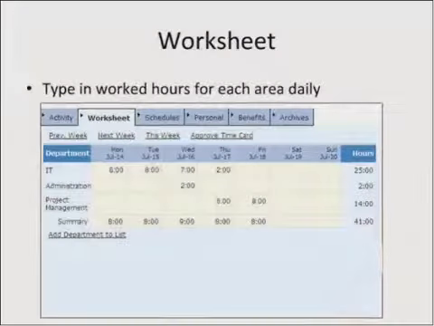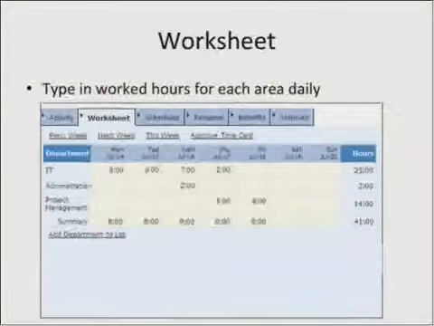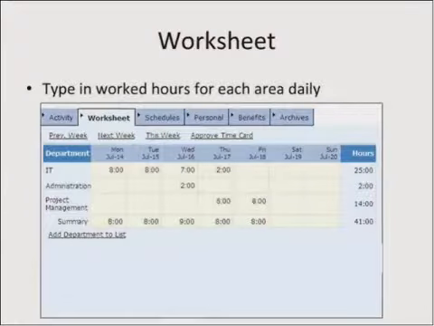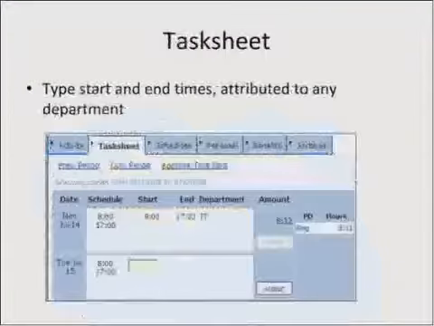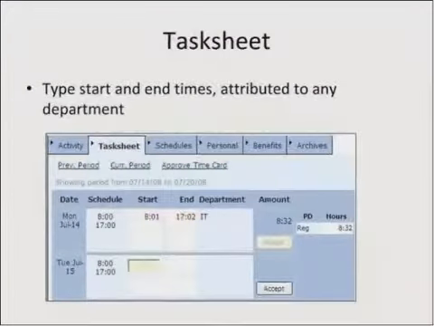Let's take a look at the different types of time cards employees can be assigned. The worksheet allows employees to simply type the number of hours worked in each area without need for start and end times or schedules. This is great for salaried employees or employees who need to track several projects or departments they work for. The task sheet allows employees to type in start and end times for their worked hours, as well as select the department in which they worked. This is helpful for employees who frequently transfer departments and need to track punch times.